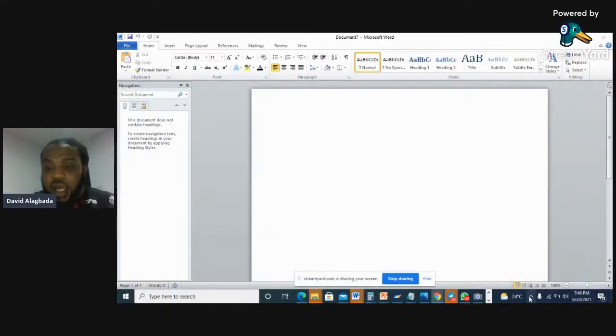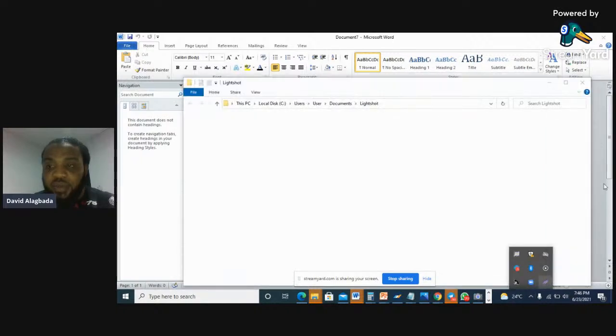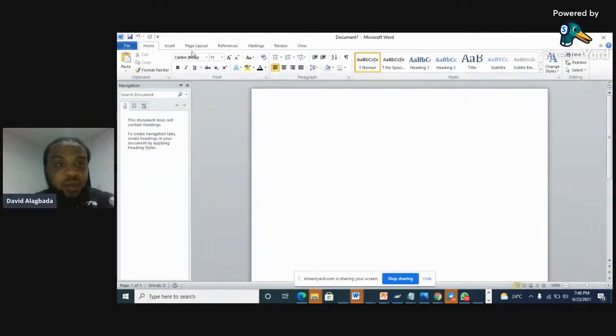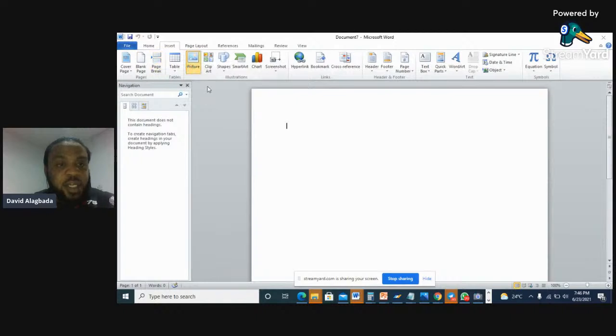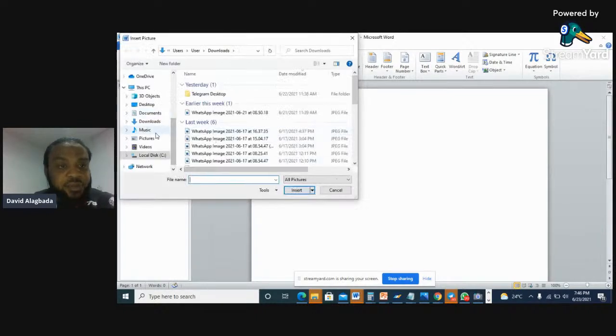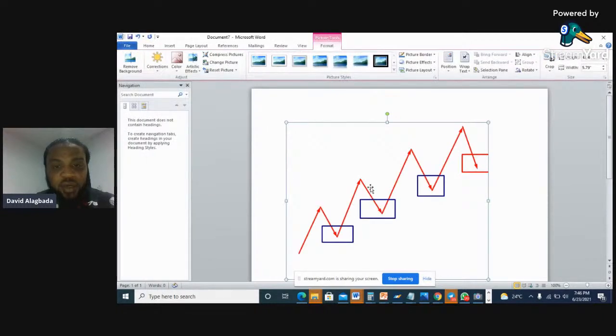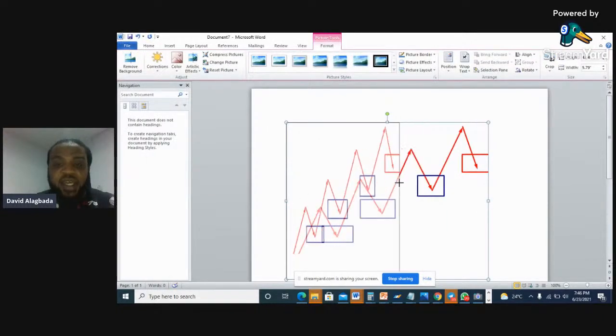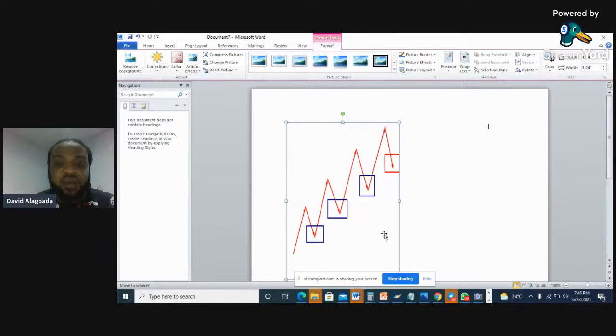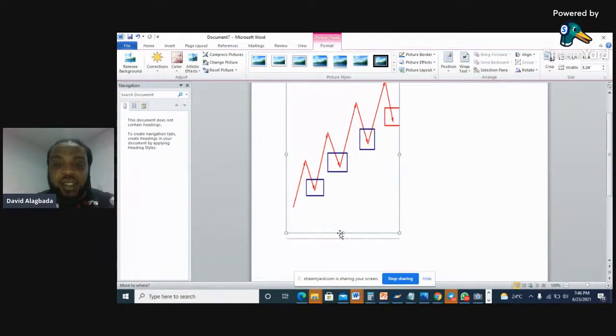I want to help you guys compare this. I just want to show you guys something real quick here. Got the higher time frame here. Okay, so let's say you have this. This is kind of like your higher time frame, and you have this.